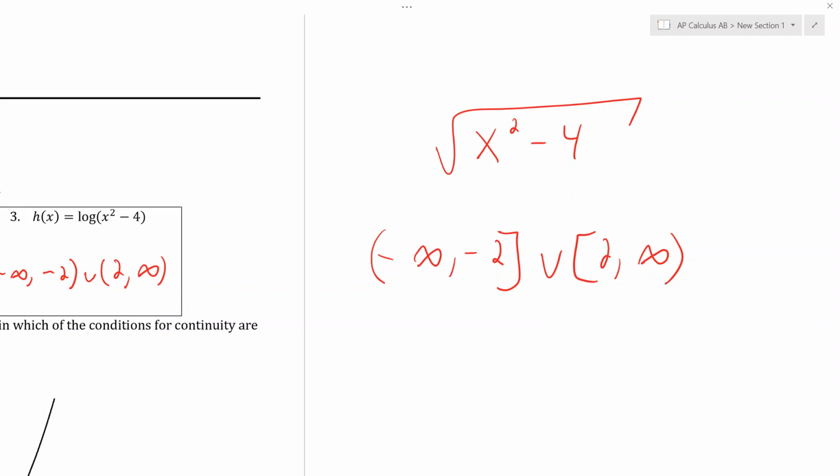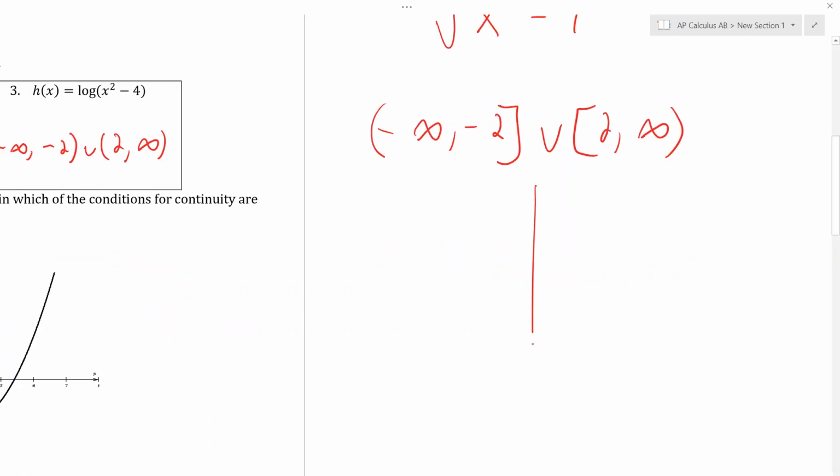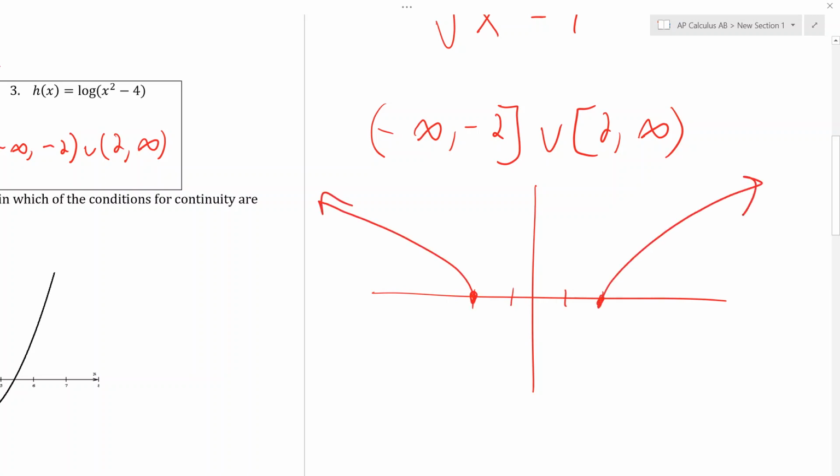Okay, actually, what that graph looks like, the x squared minus 4 graph, is it's 0 here and it just goes back like that, and it's 0 here, it just goes out like that. Okay? Okay. You don't like that?